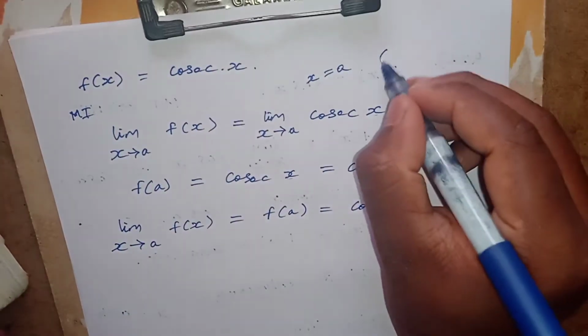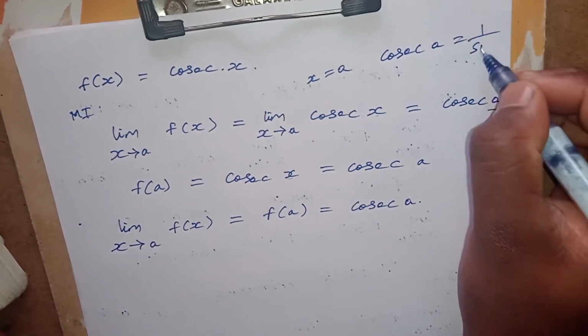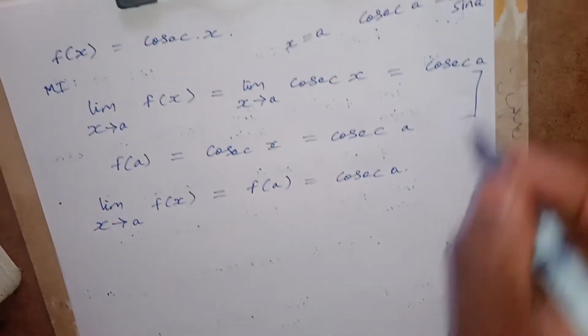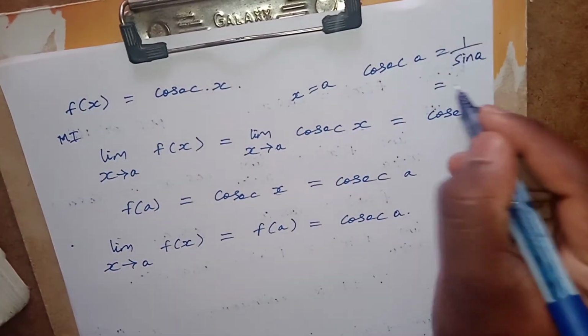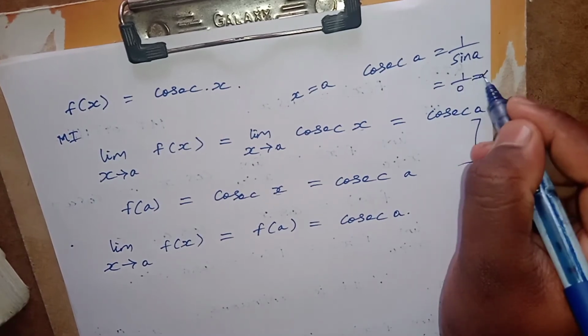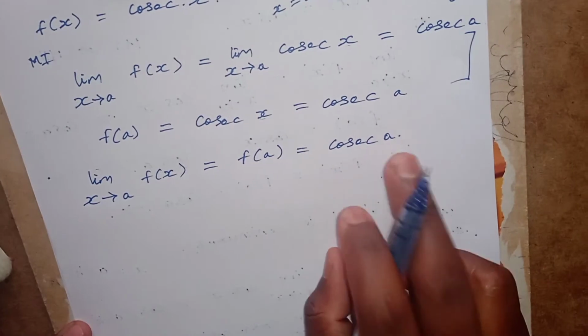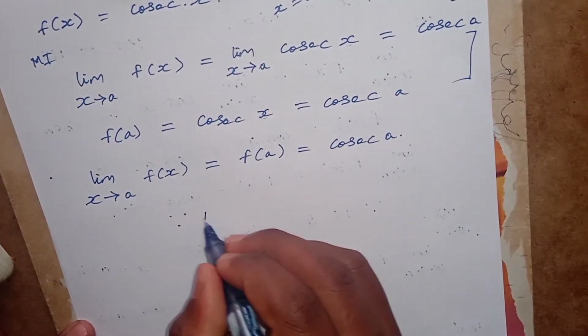Cosecant a is nothing but 1 by sine. If you take 0, sine 0, here it is 1 by 0, and 1 by 0 is infinity, therefore it is meaningless, therefore you have to take it is continuous.